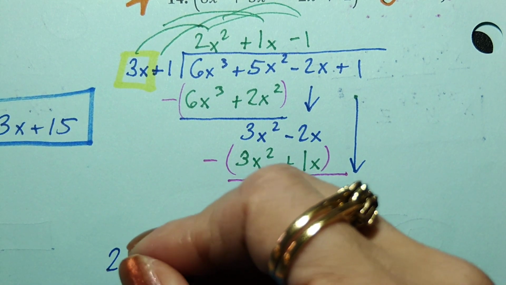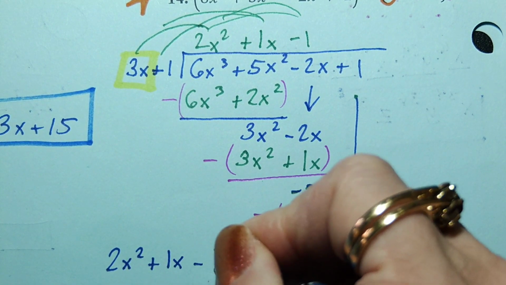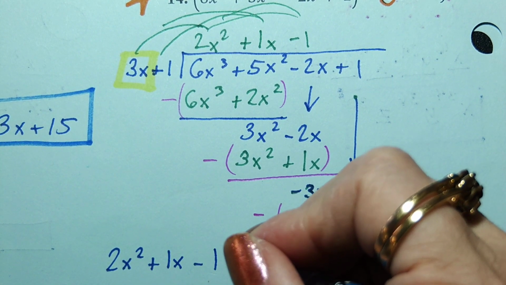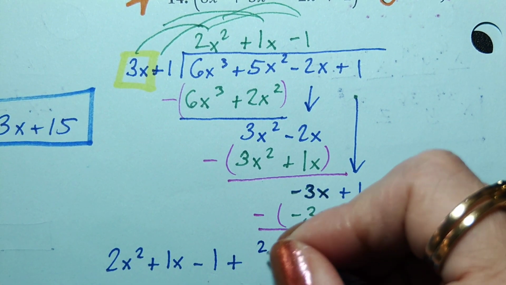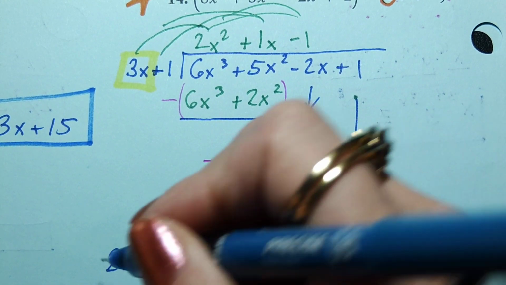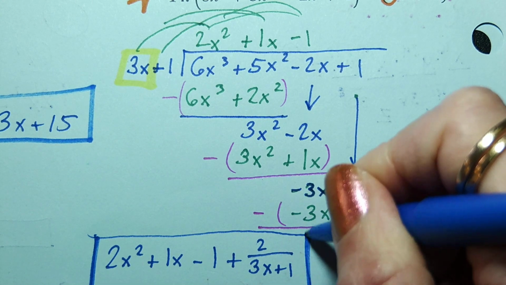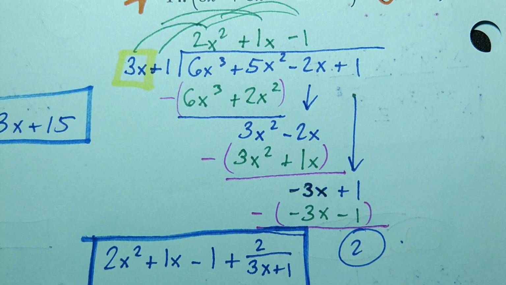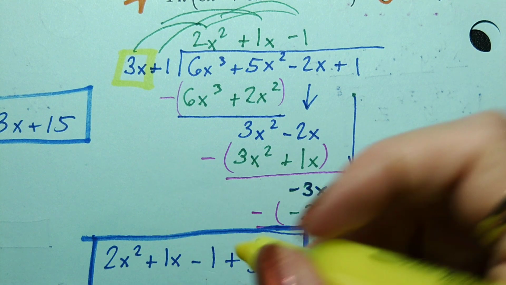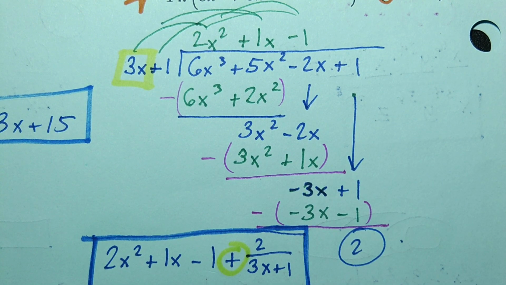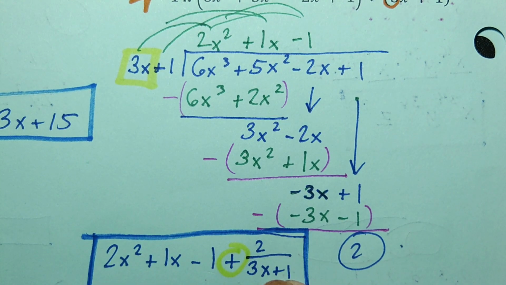So our final answer is 2x squared plus 1x minus 1 plus the remainder 2 over the divisor 3x plus 1. Now, folks, you don't have to have that coefficient of 1 in front of the x, but you can if you want. Big thing that I notice is students forgetting this plus sign. Folks, we have to have that plus sign because that's what joins the remainder over the divisor as a part of that polynomial. Any questions? That's the final answer.